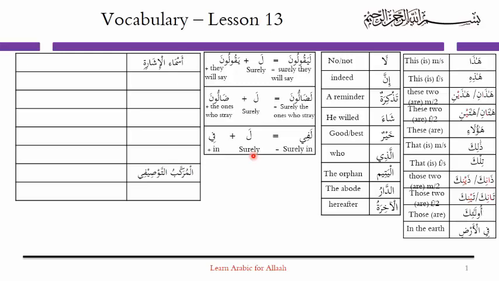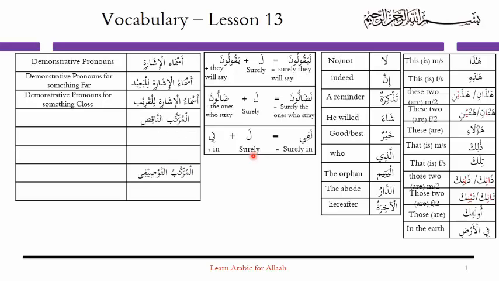Asma'ul isharati means demonstrative pronouns. The demonstrative pronouns might be a better translation. Asma'ul isharati lil ba'id. Demonstrative pronouns indicating something far off. Asma'ul isharati lil qarib. Demonstrative pronouns for something close.